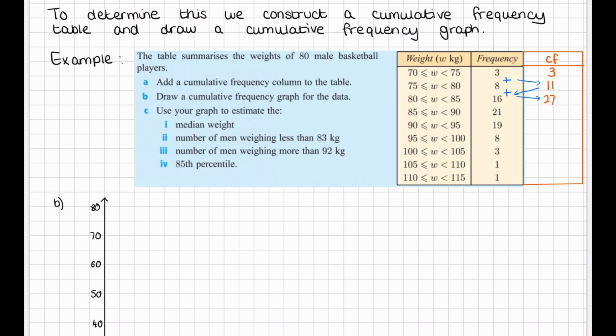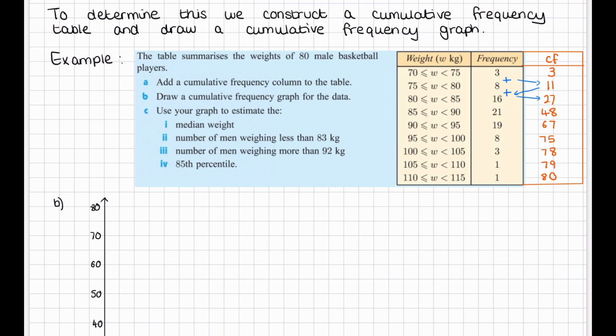So next we add on 21, which would give us 48. We then add on 19, which gives us 67. Then add on 8, which is 75. Add on 3, 78. Add on 1, 79. And add on the last one, which is 80. The last value in our cumulative frequency should add up to the total amount of players that we started with, which was 80.